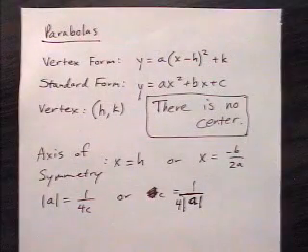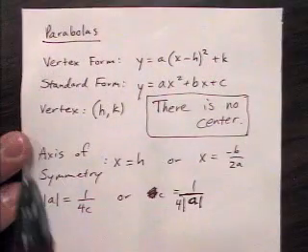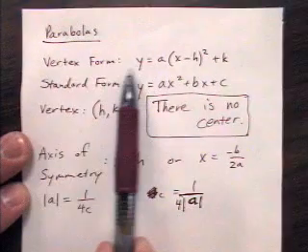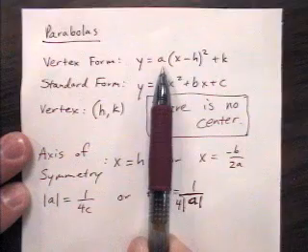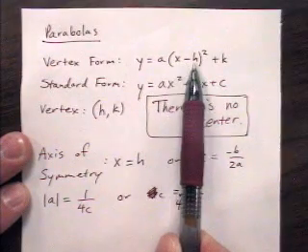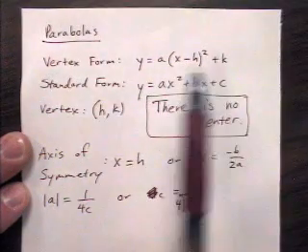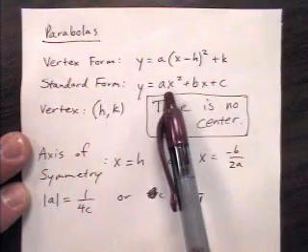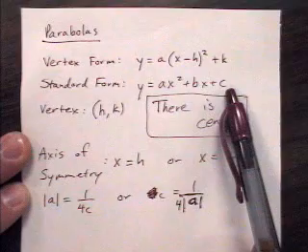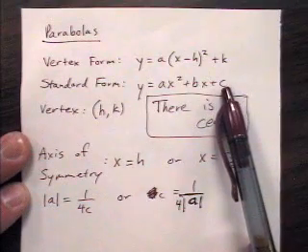Okay, so we're talking about parabolas. There's a couple different forms. There's the vertex form of a parabola, which should be very familiar to you: y equals a times the quantity x minus h squared plus k. The standard form is y equals ax squared plus bx plus c. That's kind of like the expanded form.